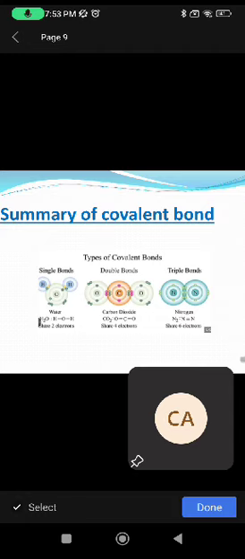CO2 means 1 carbon and 2 oxygen. So carbon shares two pairs of electrons with each oxygen, as illustrated in this diagram. Then we have the triple bond. The example is nitrogen, as illustrated in this diagram. This is whereby every nitrogen shares 3 pairs of electrons, as indicated in this diagram.